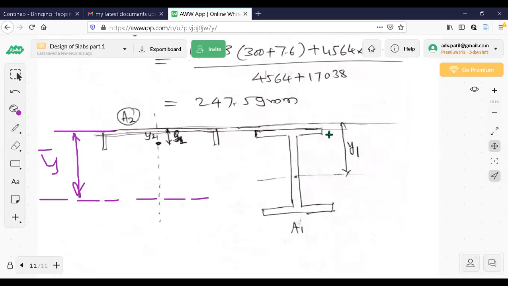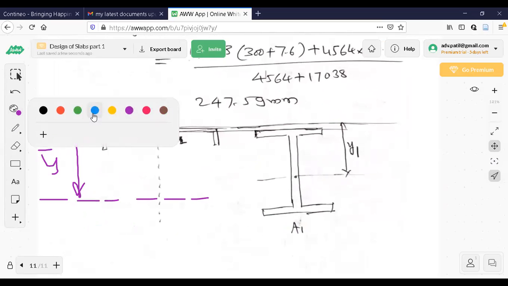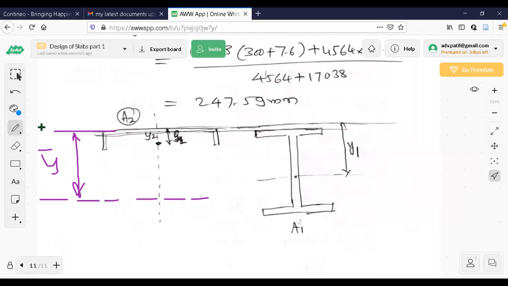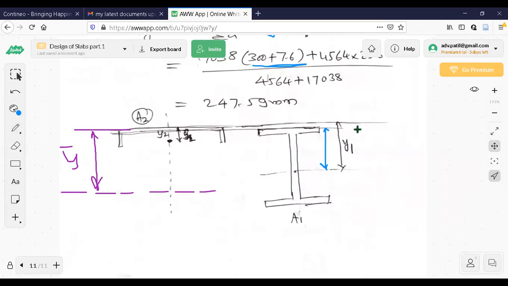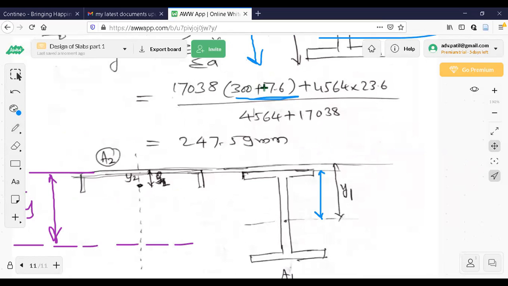So what will happen? It is up to this, it is, as you know, 600 by 2. Total height of this one is 600. So this one is 300 because total depth of the I section is 600. But the reference line is here, so I should add the thickness of this channel section. So 300 plus 7.6. Y1 is 300 plus 7.6. That is what I have written here. You can see this. A1 is total area of the I section. Y1 is calculated this way.